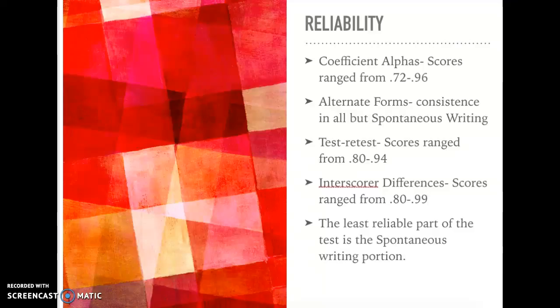The least reliable part of the test is the spontaneous writing portion, which was mostly in the 70s to low 80s. My guess for the low score is because, like we had said before, it's up to the scorer to score it. It's not written out exactly how to score it. It's all based on what the scorer interprets.